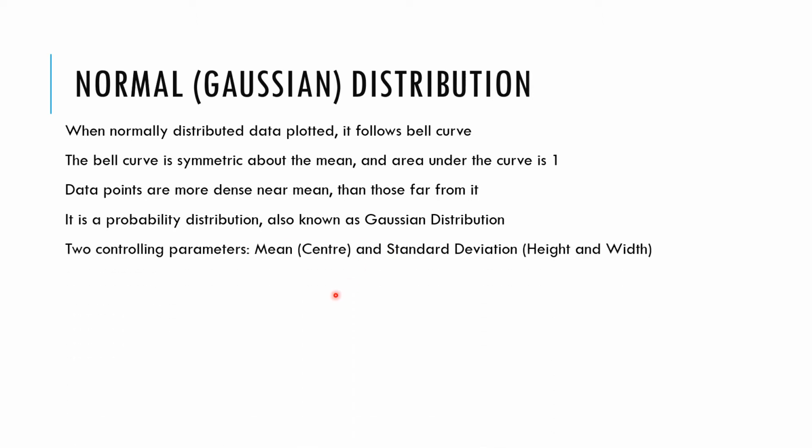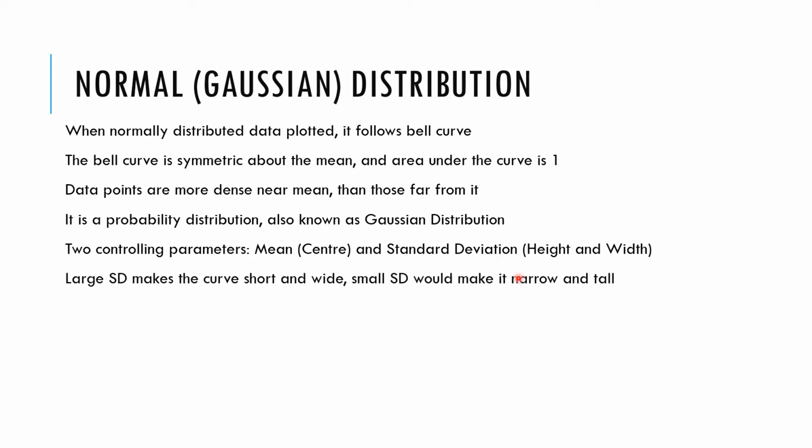The two controlling factors or parameters in a normal distribution curve are the mean of the data, which determines the center of the curve, and standard deviation, which determines the height and width of the curve. The larger the value of SD, the shorter and wider will be the curve. If the standard deviation is small, then the curve will be narrow and tall.